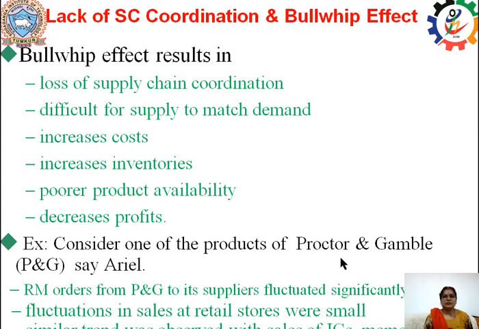Say, for example, you consider Procter and Gamble, one of the large consumer products manufacturers. Say a soap powder, Ariel, manufactured by P&G.